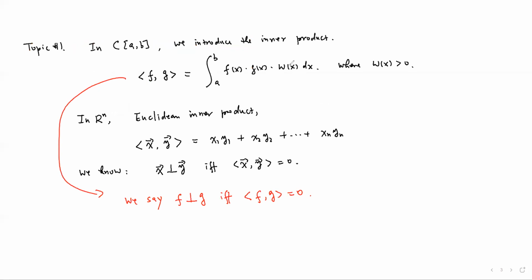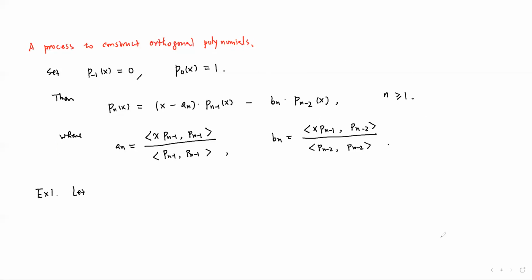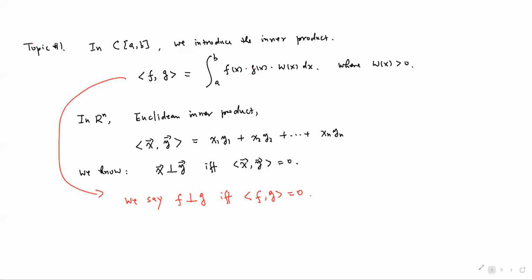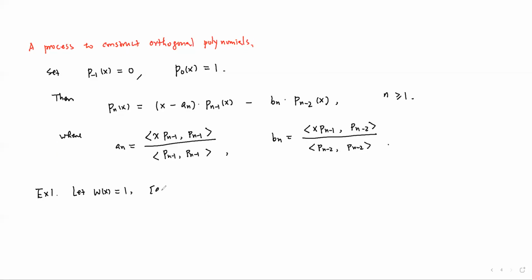Say the weight function W is greater than 0. For simplicity, let the weight function be 1. And the interval [a, b] is negative 1 to 1. Now let me construct the orthogonal polynomials. Then P negative 1 is 0 and P0 is 1.